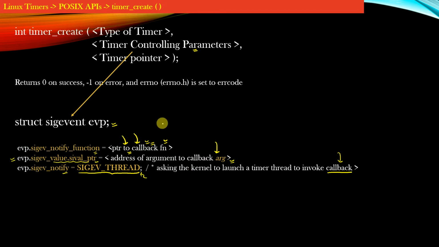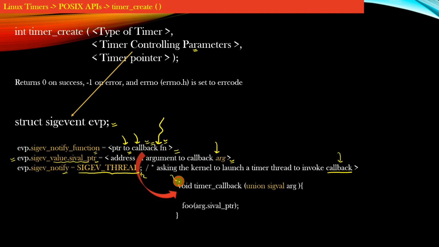Now coming to this callback function, what should be the prototype or signature of this callback function? There should be some prototype, right? So the prototype of this callback function is fixed and it should be this. That is, the function should return nothing, that is void. And the argument to this function is a data type union sigval, right?